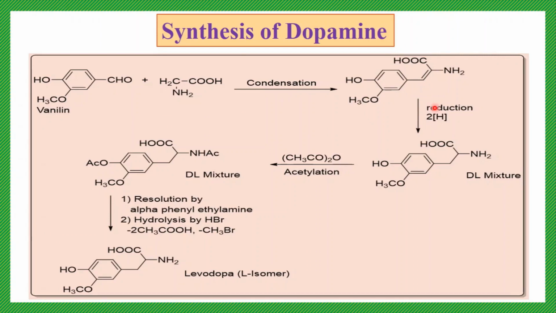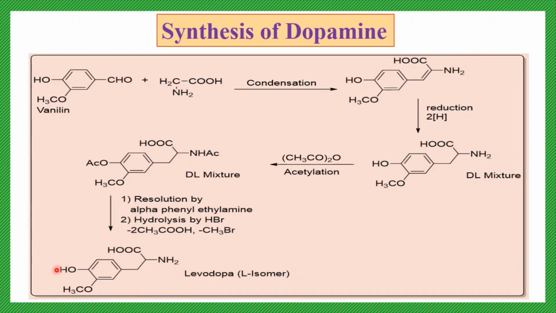Now what? When you reduce this compound, you will get this DL mixture, or a racemic mixture. It is also called a DL mixture because you have both dextrorotatory and levorotatory compounds. So this is your DL mixture, racemic mixture. The next step is acetylation, and then you separate it by resolution. The resolving reagent is alpha phenyl, and you will get this levodopa only.